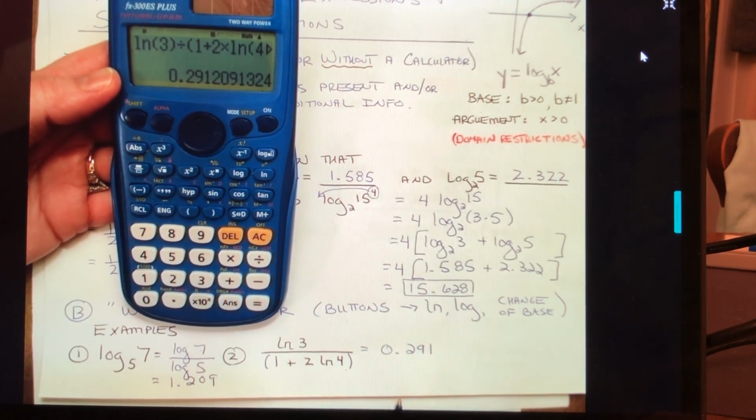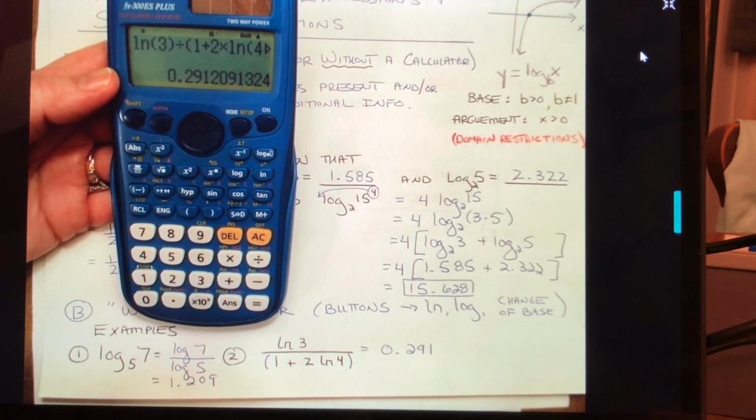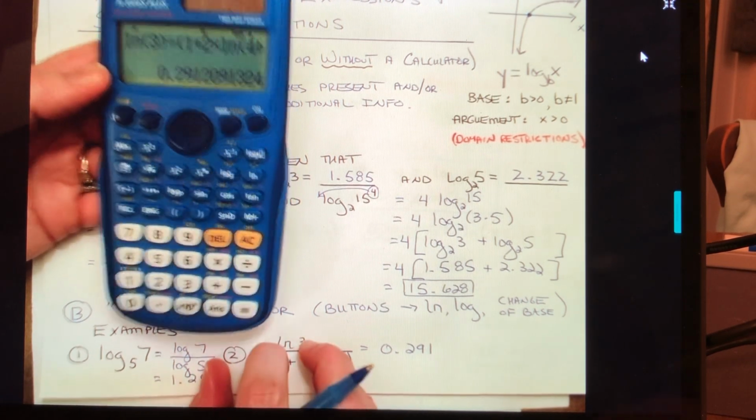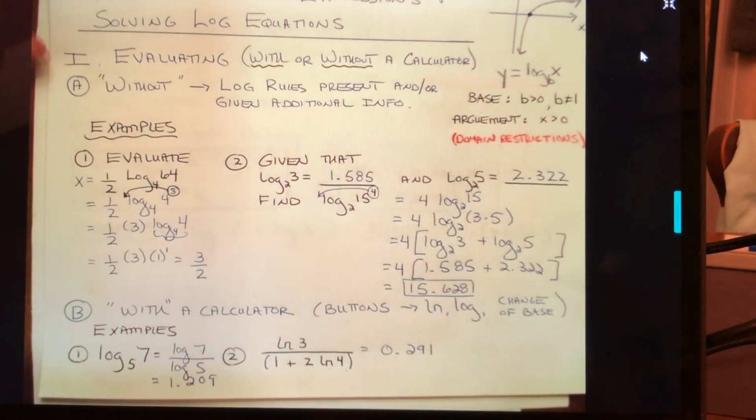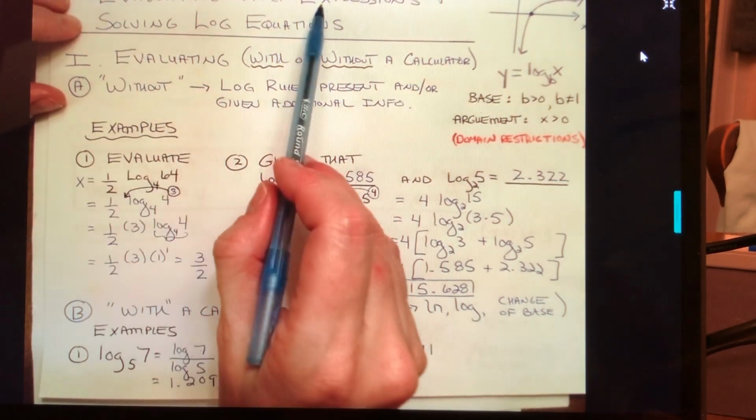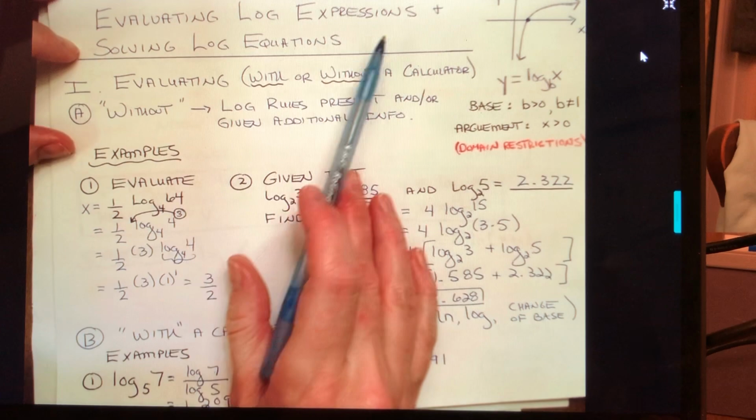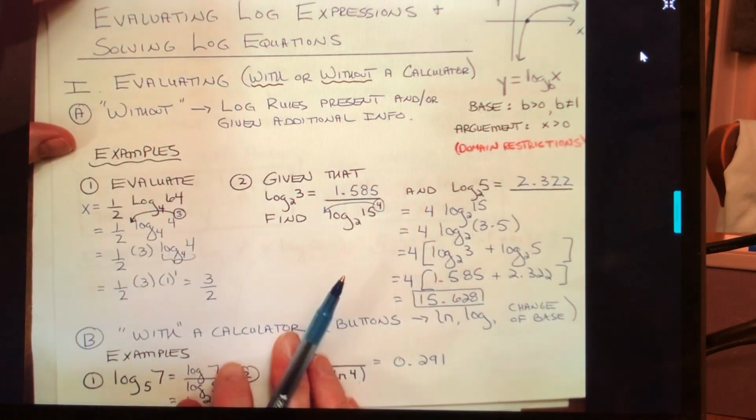And again, your instructor will likely give you the number of decimals they would want your answer to, whether that's 3 or 4. Those are pretty typical. Okay, so these are examples of evaluating log expressions.